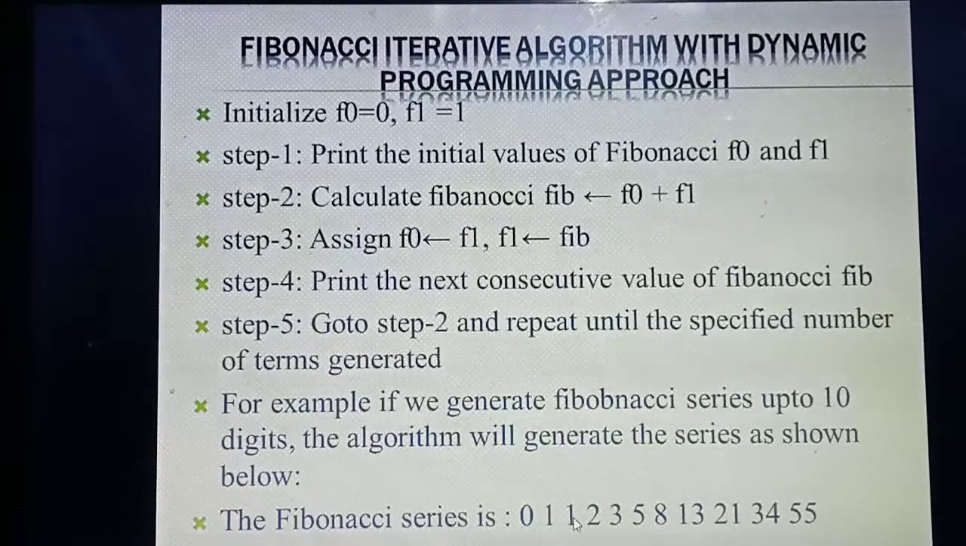See this example, what's the initial value? 0 and 1. So 0 plus 1, what's the value? 1. 1 plus 2, 3. Then 3 plus 5, 8. Then 8 plus 5, 13. 13 plus 8, 21. 21 plus 13, 34. Then 34 plus 21, you will get the answer 55. So in total how many values are there? 10 values. Understood? Okay, only this topic alone was left in this chapter.